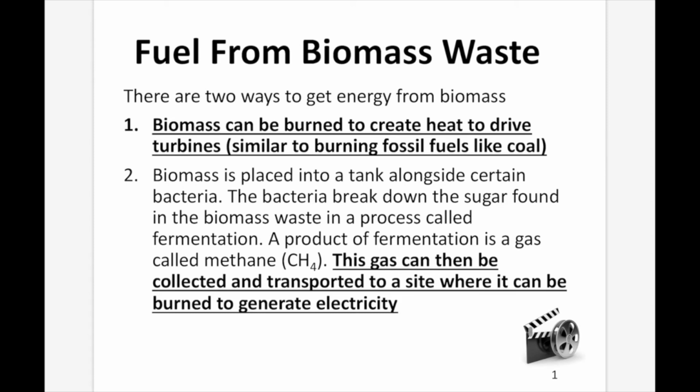So if you're going to use biomass, other biomass materials you can use are sawdust or plants that you grow as biomass. And then you can either burn them, like we have in number 1, or you can place them into a tank and allow the bacteria to produce methane, and then take this methane and burn the methane to produce energy. So I'd like you to pause the video and watch number 1, because it's going to overview this process.